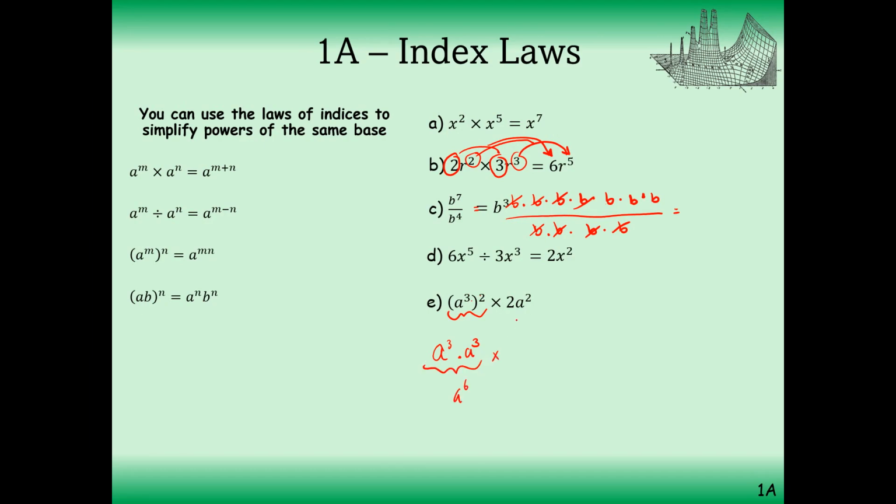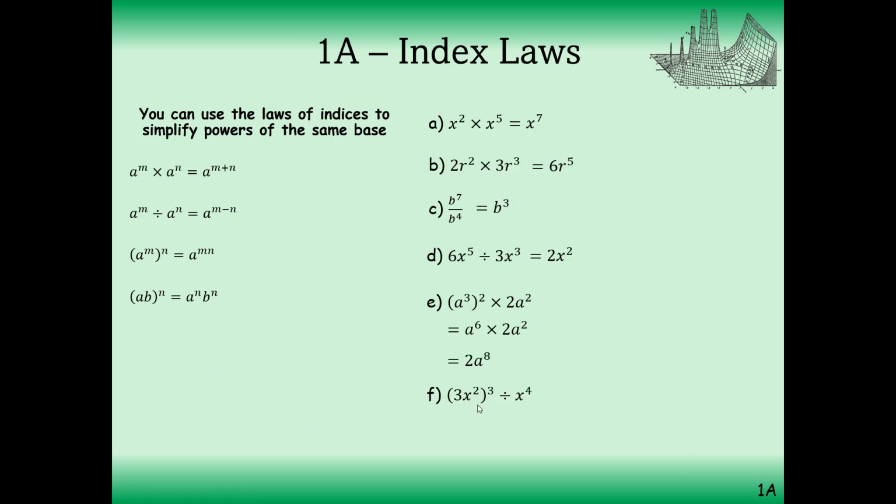Then the next expression, or rather the next term, is easy. So here we bring down 2, we write the coefficient first, and then we add the powers, and we end up with a to the power of 8. Okay, so let's look at the next exercise.